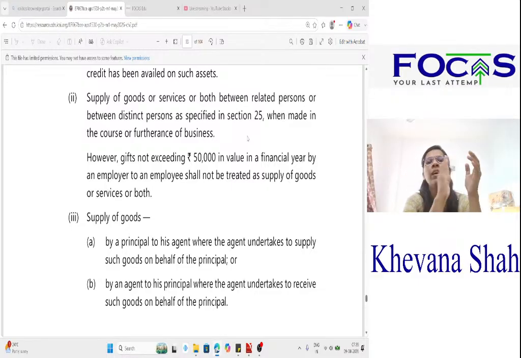Now there is one exception in this. However, gifts not exceeding rupees 50,000 in value in a financial year by an employer to an employee shall not be treated as supply of goods or services or both. I think this is 5,000.